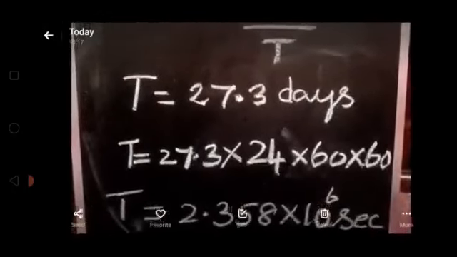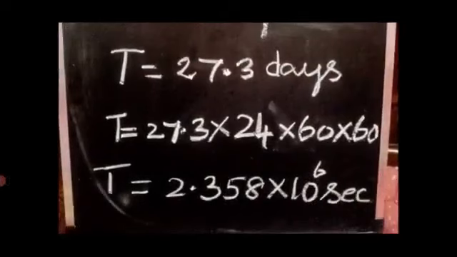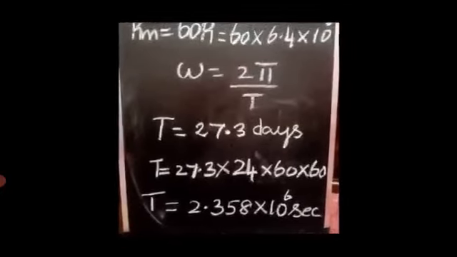And the T value is also given as 27.3 days. We take 27.3 times 1 day, which is 24 hours, and then 1 hour is 60 minutes, and 1 minute is 60 seconds. That means we are changing this time into seconds. So 27.3 into 24 into 60 into 60 gives the time taken as 2.358 into 10 to the power of 6 seconds. Okay, these are the given values.